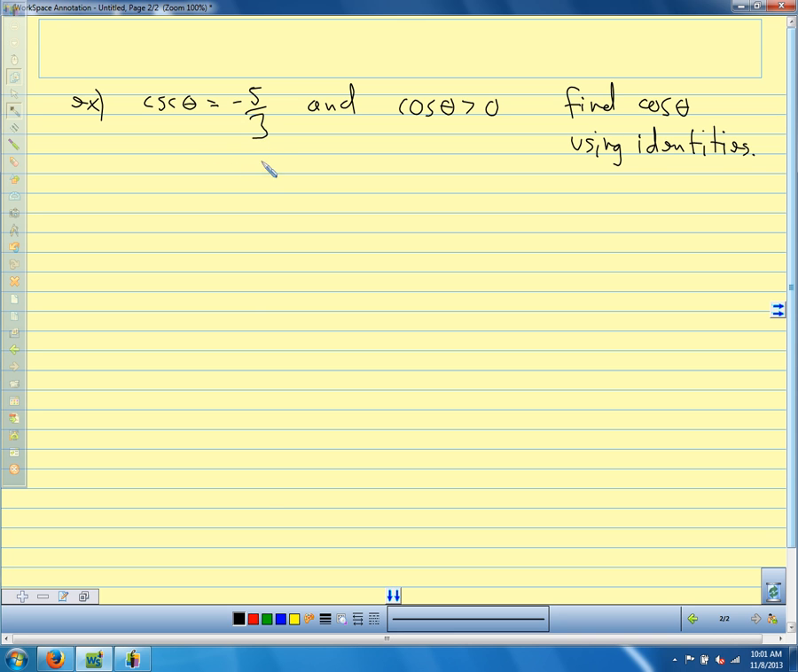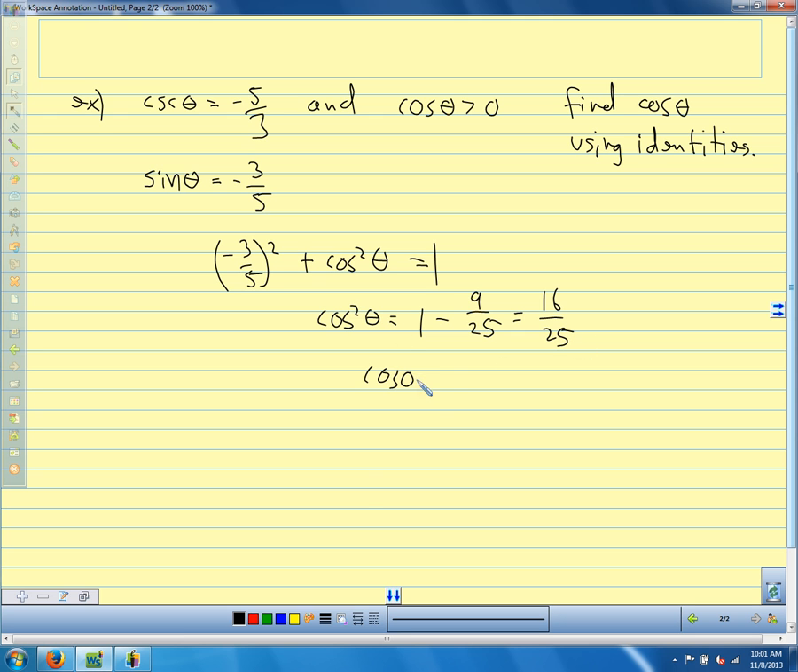Well, we want to use identities. I'm going to rewrite cosecant theta using my reciprocal identity and say sine theta equals what here? Someone said it, negative 3/5. And I know my Pythagorean identity says that sine squared theta, minus 3/5 squared, plus cosine squared theta equals 1. So I get that the cosine squared of theta is 1 minus 9/25. 1 minus 9/25 is what? 16/25. So cosine theta, take the square root of both sides, is 4/5.